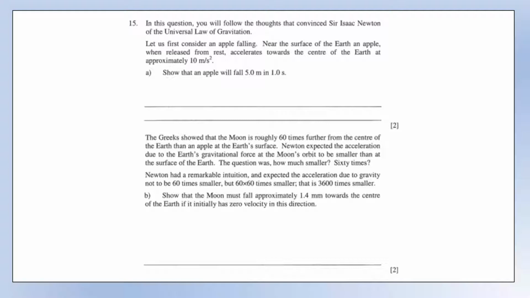So, assuming acceleration is constant, we can use a SUVAT equation. It says it starts from rest, so u is 0. Plug the numbers in and we come out with 5 meters.